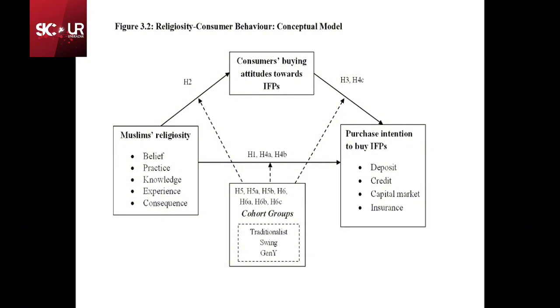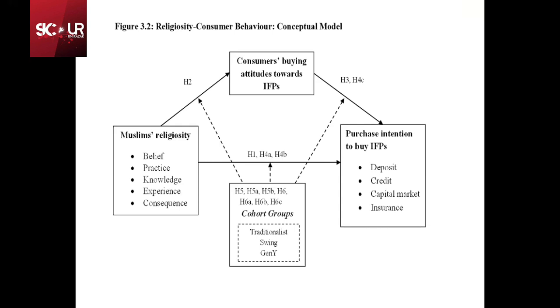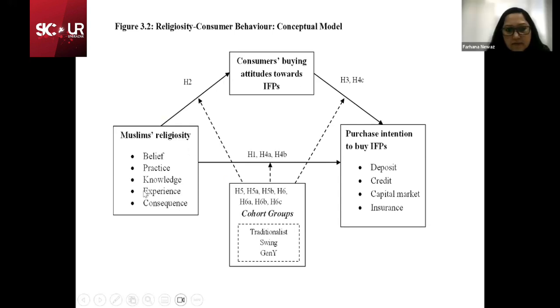Yes. This idea came from the previous studies. So if there is another independent variable that is as strong as Muslim religiosity, it can also go directly to purchase intention. Yes, it can, of course. But you need to justify the relationship.